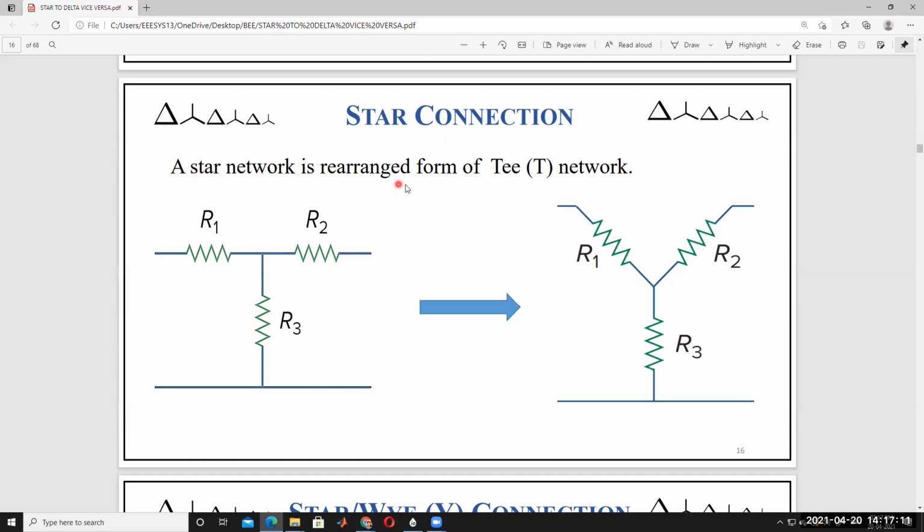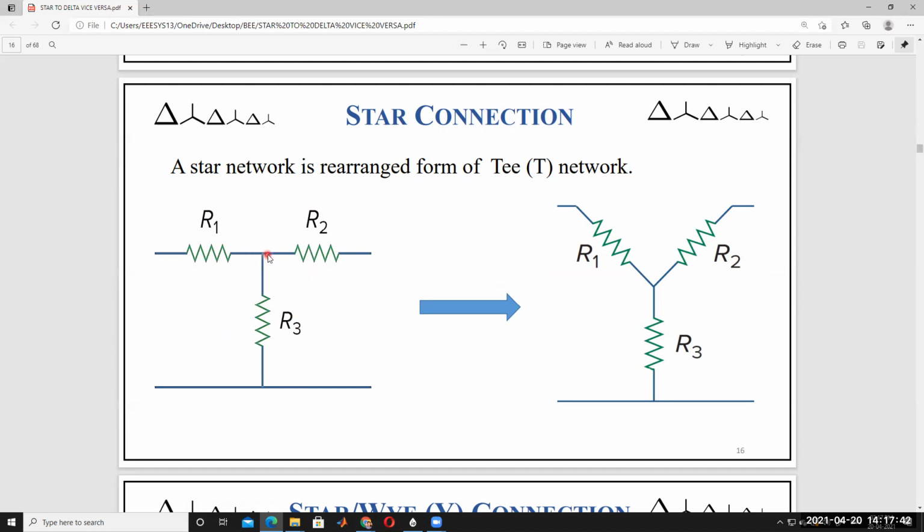A star network is rearranged from a T network. These circuits are neither series nor parallel. Series connection reduction and parallel connection reduction cannot be applied to these circuits. So for that case, by using star-to-delta or delta-to-star transformations, we can easily simplify this network of R1, R2, R3.